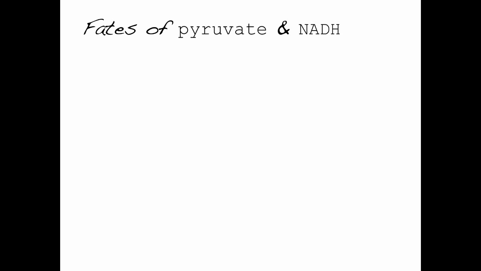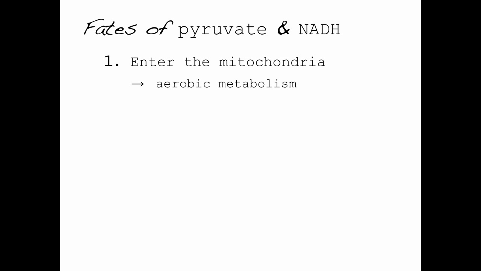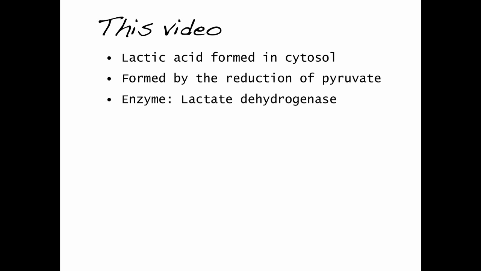As a quick recap, there's 2 possible fates for pyruvate and NADH produced by glycolysis. The first possible fate is for them to enter the mitochondria. In this video, I haven't covered how pyruvate and NADH end up in the mitochondrial matrix. That really is an entire video in itself. And for simplicity's sake, we'll just say they have to enter the mitochondria. The second fate of pyruvate and NADH is to form lactic acid in the cytosol. In a future video, I'm going to cover what determines whether these 2 products enter the mitochondria or become lactic acid.